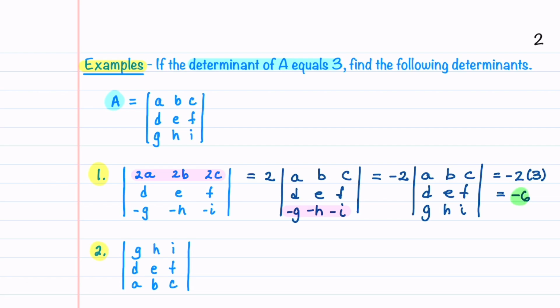Let's now look at our second example. If we compare this example to matrix A, we notice that rows 1 and 3 have been switched. We're going to switch them back, and because switching rows causes us to have to multiply the determinant by a -1, we're going to write this as -1 times the determinant A, B, C, D, E, F, and G, H, I. This again gives us a value of -3.